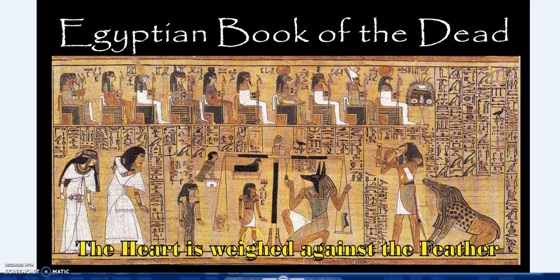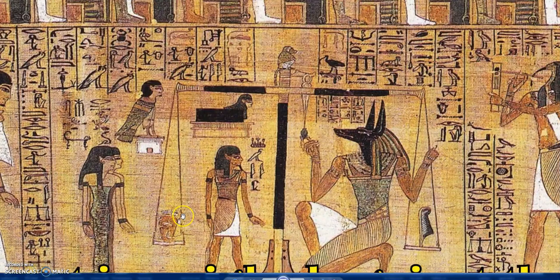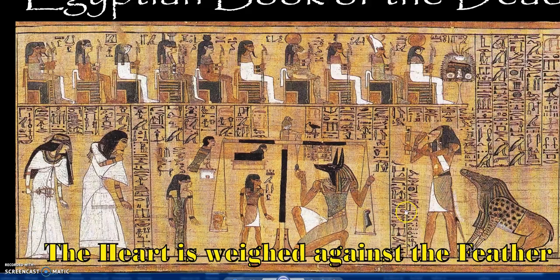The departed soul would have to travel through a series of challenges and pass a test until finally they were brought before Osiris, and he was over here, and their heart would be measured against the feather. So that's the heart of the deceased measured against the feather to see if they can pass into the underworld.